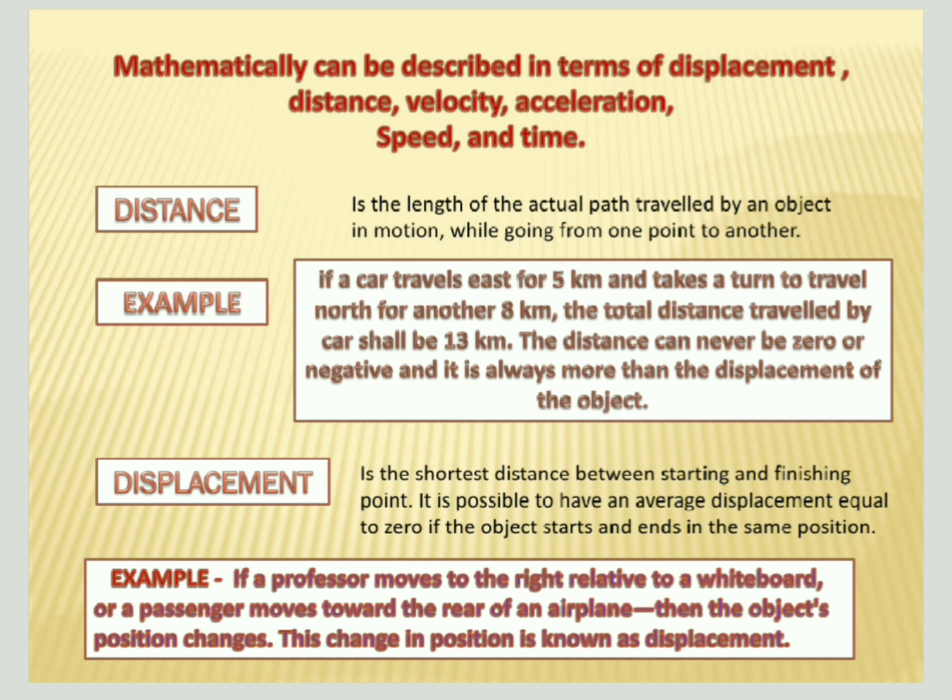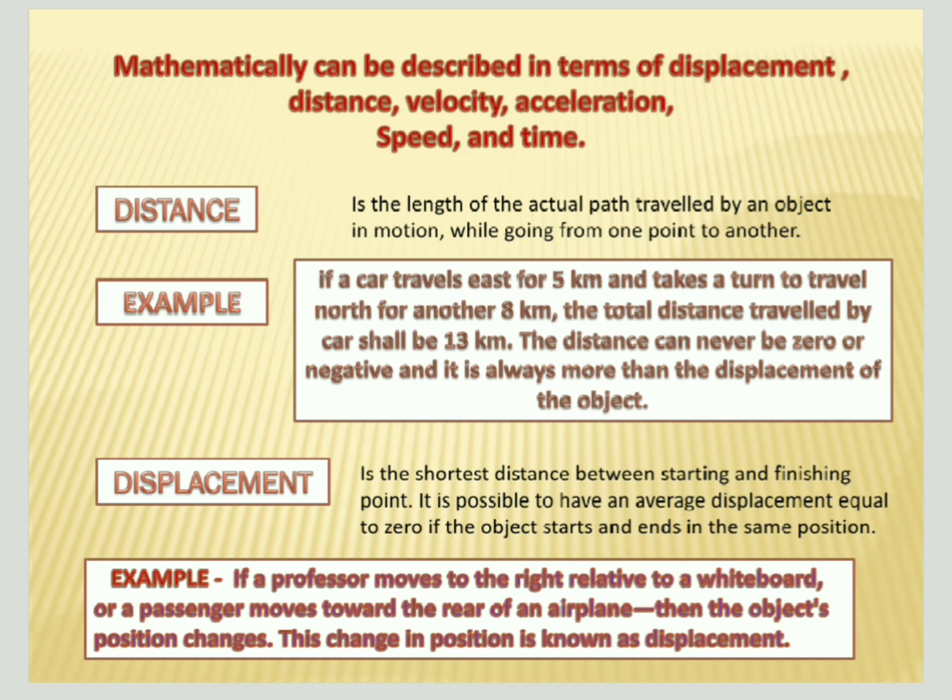Here another example is given. First I gave you the example of your school and your home. Now the other example: if a car travels east for 5 kilometers and takes a turn to travel north for another 8 kilometers, the total distance would be 13, that is 5 plus 8. Obviously, the distance can never be 0 or negative, and it is always more than or equal to the displacement of the object. Now what is displacement?